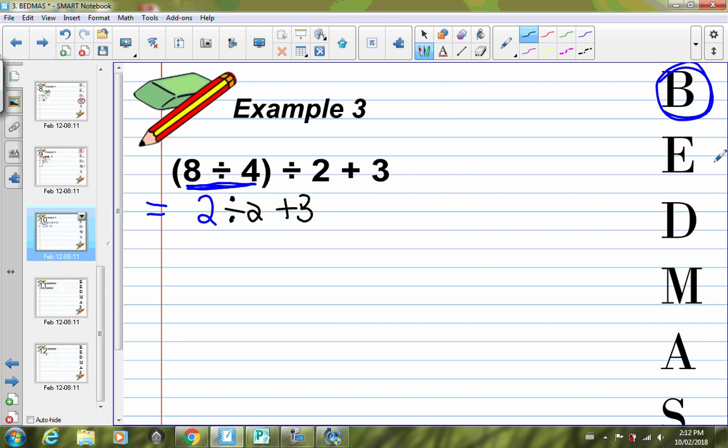Do I have any exponents? No. Do I have any division? Yes. So now we must divide. So on your next line, what did you write? 2 divided by 2, that should have given you 1. Then you write the +3 because we're only doing one thing per line. And then your final answer should have been 4. I'm hoping all of you got this. Again, if you didn't, we need to ask for help, okay?